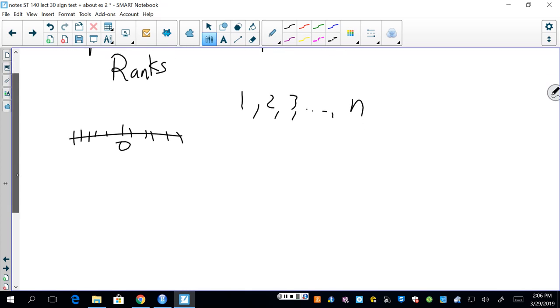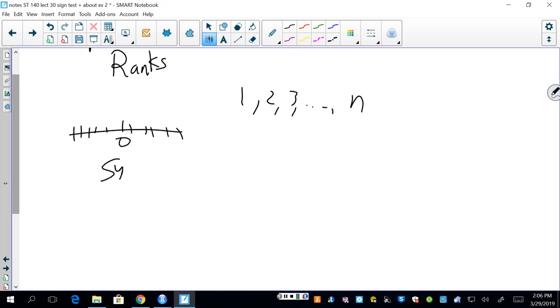But if it's symmetric about 0, then the positive differences and the negative differences should be quite comparable in their magnitude. That means the absolute values of the Dis, you take the absolute differences here. It'd be like folding these over there.